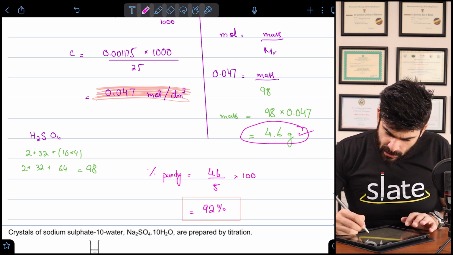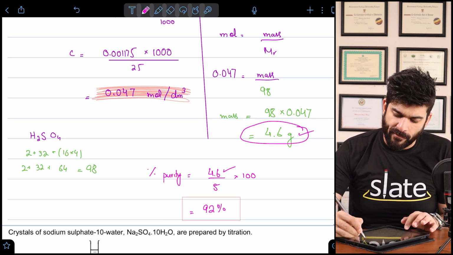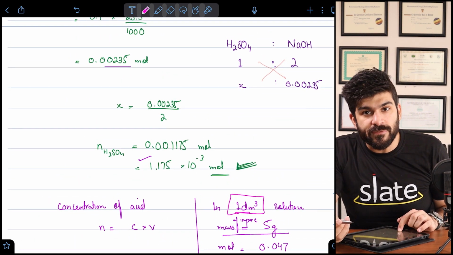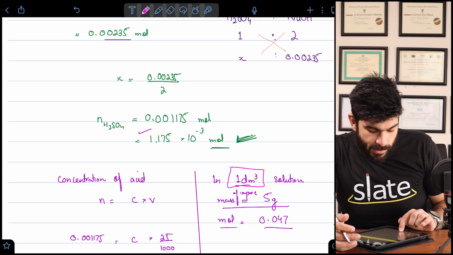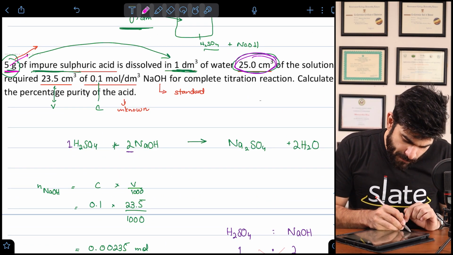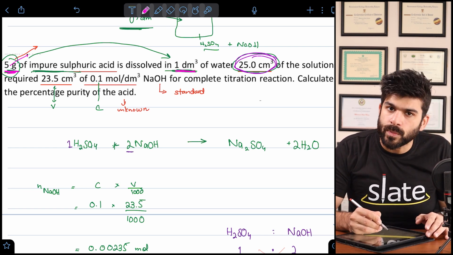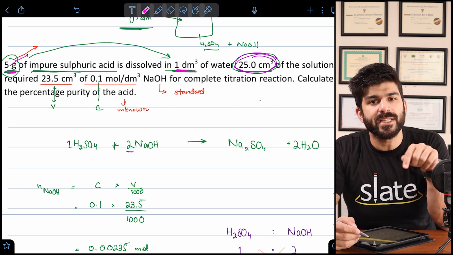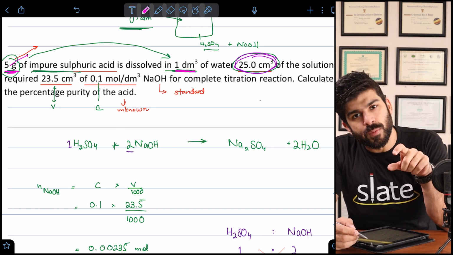Obviously, always the smaller value goes on top, because in the exam you can get confused about which value you have calculated and which was given to you. So I would just repeat what we did here, because this was a confusing question. The 5 gram was not just the mass, it was the gram in 1 decimeter cube. So just to compare this mass, we need the mass in dm cube.